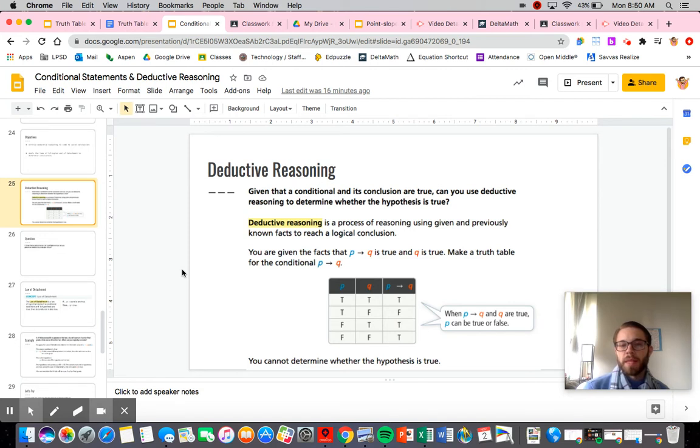So, for example, you're given that P implies Q is true and that Q is true. However, the problem is once we actually look at that information a little bit more closely, that does not inherently mean that the hypothesis is true, right? We have these two examples over here where we're saying that this is true and this is true, and then this is true and this is true. However, it could be either true or false, so we don't know yet.